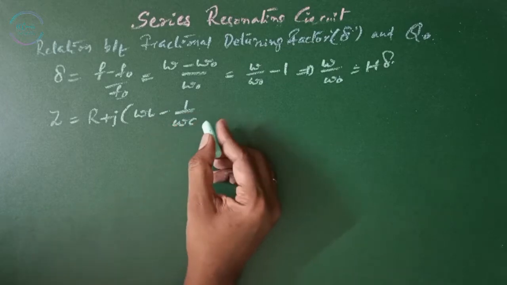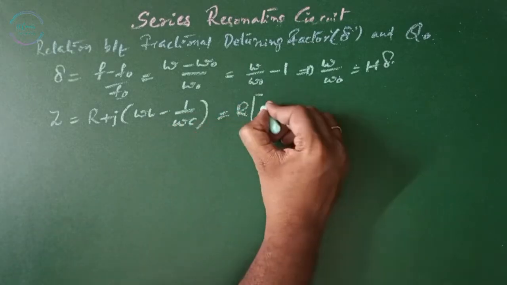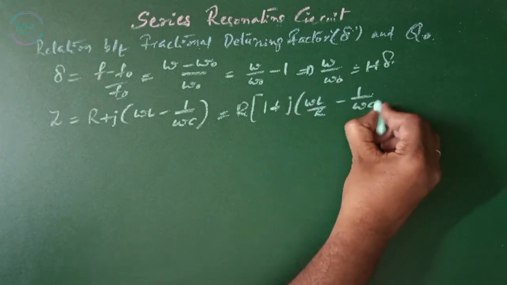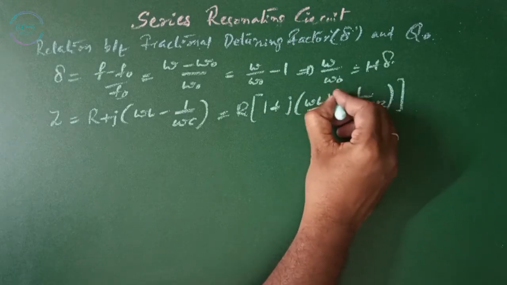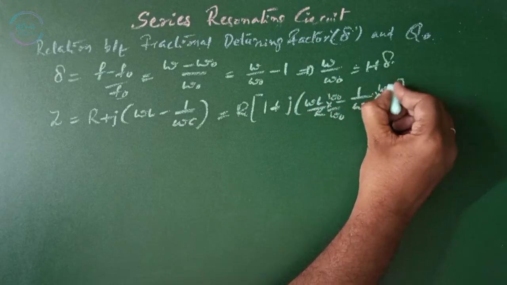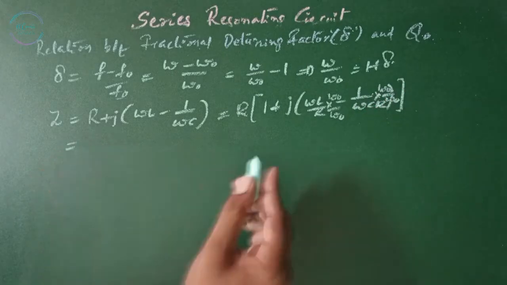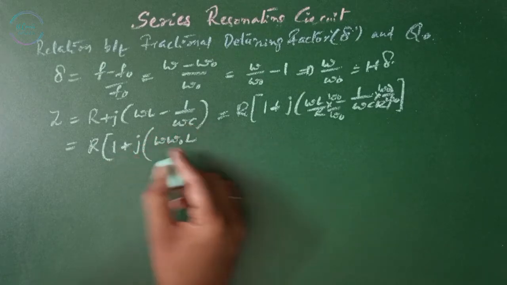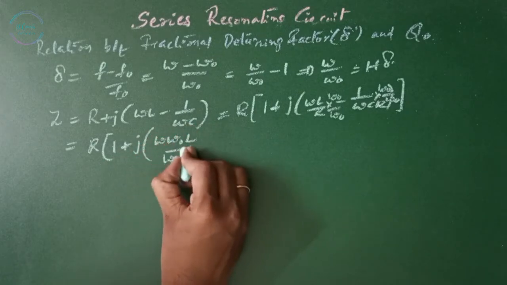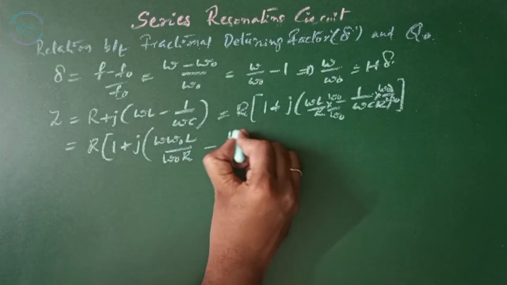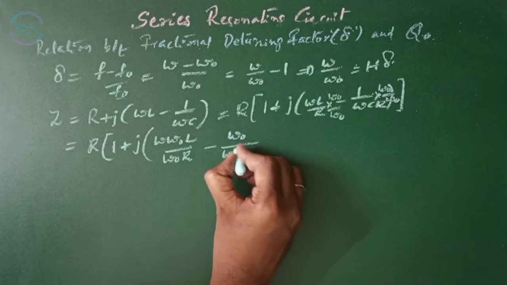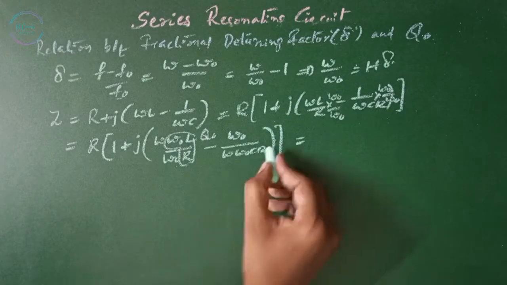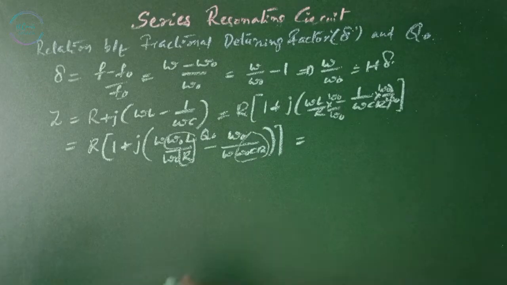by omega C, which we can write, taking R outside, as R of 1 plus j omega L by R minus 1 by omega CR. Here we are multiplying and dividing with omega naught, and here also multiplying and dividing with omega naught, so that there is no change in the final value. That gives R of 1 plus j omega naught L divided by omega naught R minus omega naught divided by omega naught CR. Omega naught L by R is nothing but the quality factor Q naught, and 1 by omega naught CR is also nothing but the quality factor Q naught.